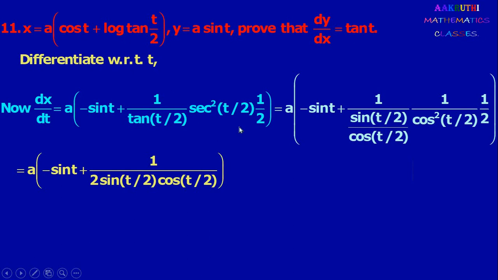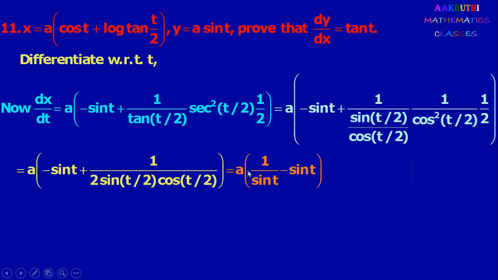And remaining is a into minus sin t as it is plus 1 by 2 into sin t by 2 cos t by 2. So cos t by 2 cancel. Remaining is 2 into sin t by 2 cos t by 2. Formula: 2 sin theta by 2 cos theta by 2 is sin theta. So therefore 2 sin t by 2 cos t by 2 can be written as sin t. So therefore we can write it as 1 by sin t. And write positive number first and this negative next. So we can write a into 1 by sin t minus sin t.